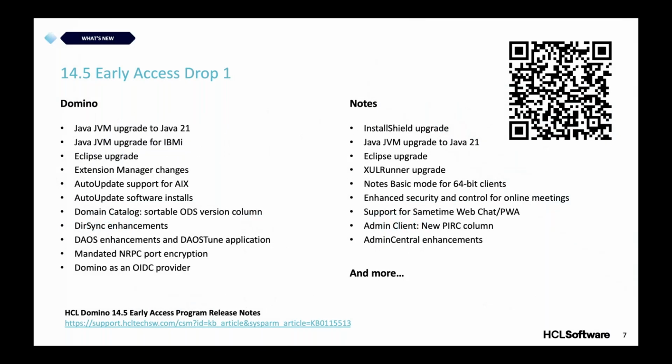All right, so let's jog your memory. Let's quickly go over a few highlights from Drop 1, starting with the core updates. We updated the Java JVM to version 21. We upgraded the Eclipse. We introduced auto update support for AIX. And over on Windows and Linux, we now have auto install working. We also introduced Domino as an OIDC provider for the first time back in Drop 1. And on the Notes client, we added basic mode support for 64-bit clients along with Sametime web chat integration. That was just Drop 1.